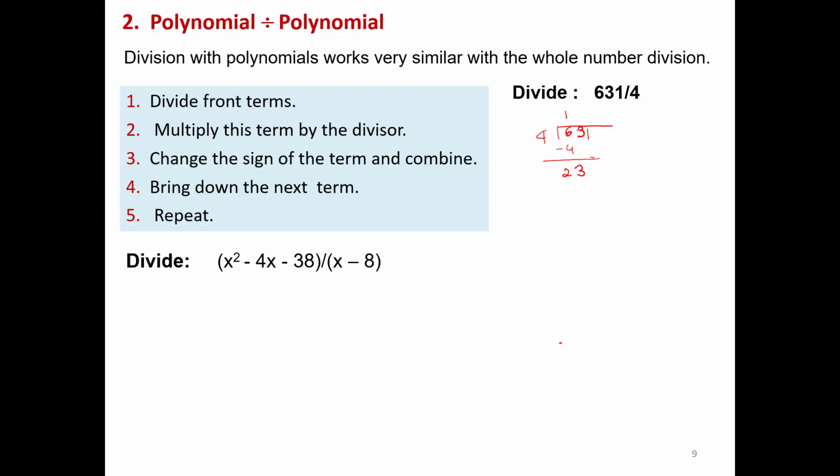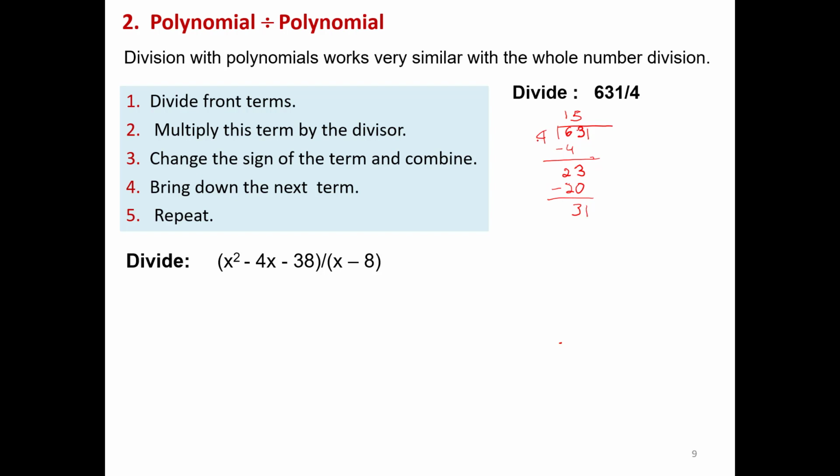Then we need to see again how many times 4 goes into 23. It's 5 times. Then we say 5. 5 times 4 is 20. Now we need to change the sign. And we combine these two: 23 minus 20 is 3. Now we repeat the procedure again. We bring the 1 down.